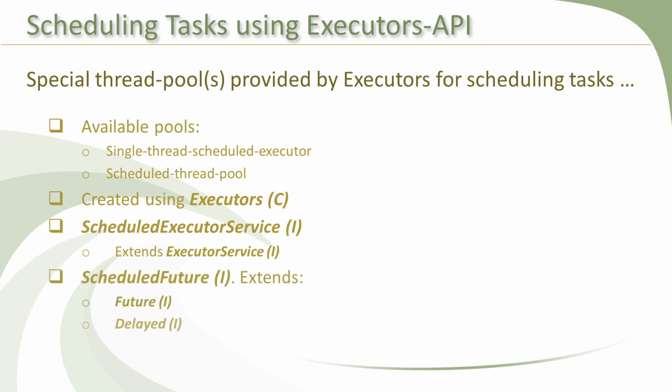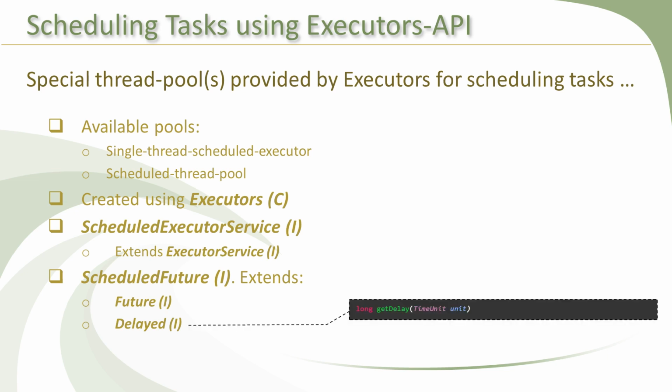Now, all of these four methods return an instance of scheduled future interface. This interface can be used to query and control the execution of particular tasks. The scheduled future interface does not have any methods of its own. It extends two interfaces, delayed and future. We have been using the future interface for many of the functionalities provided by the Executors framework, whereas the delayed interface is new for us.